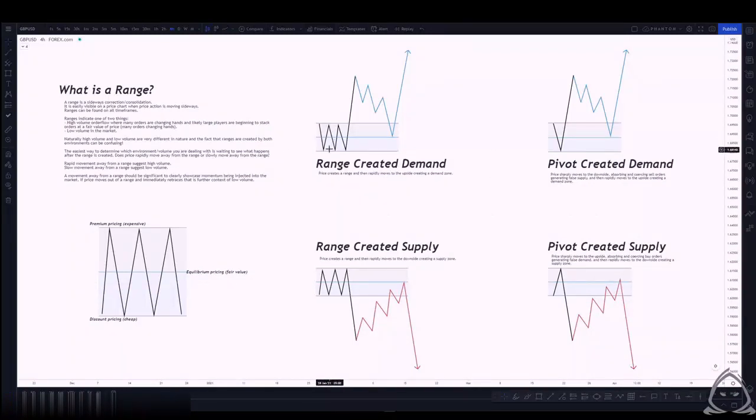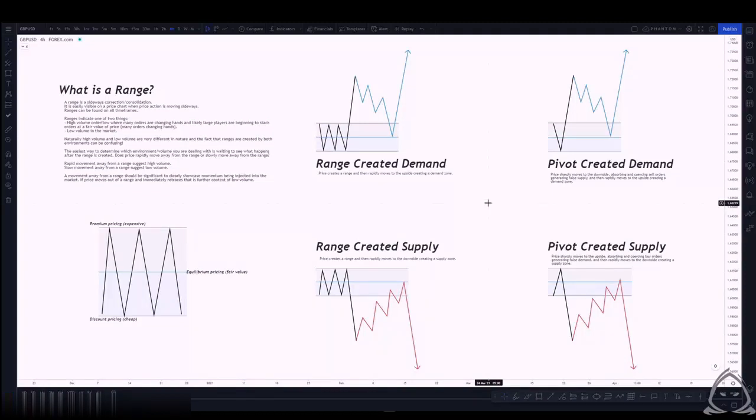The range and the pivots are the footprints of institutions, or the footprints of large orders being created in the markets. And we simply don't need to guess. We just wait for these footprints to develop, and then we wait for price to return to these areas. And we'll touch on entries, on how we can frame up high probability entries using lower time frames, things like that. But at this point in time, it's really just about understanding the different ways that supply and demand zones are created.